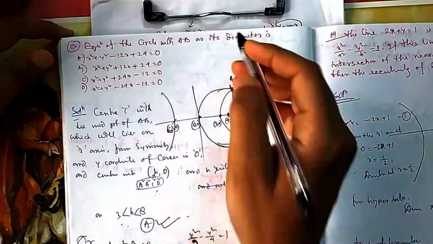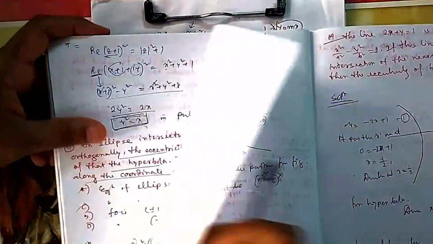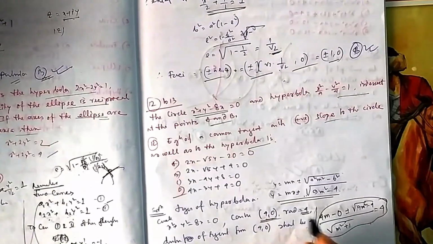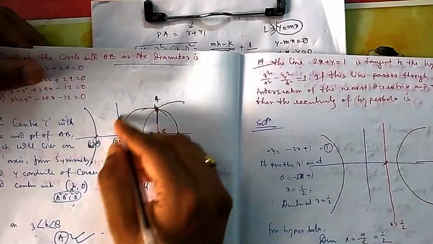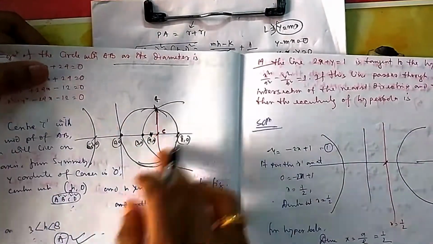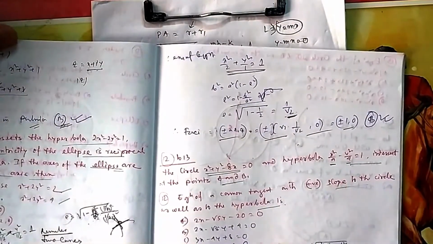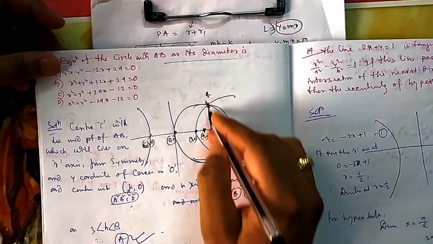If you come to 13, the equation of the circle with AB as its diameter. Now if you see this hyperbola, the circle is this, with center at (4, 0) and radius 4, so obviously it will touch and go to (8, 0). And your hyperbola, you see, it is (3, 0), so it is going through like this. So this is the AB.